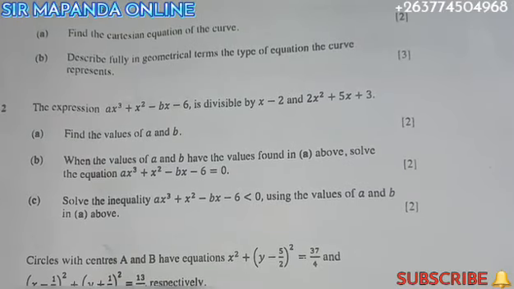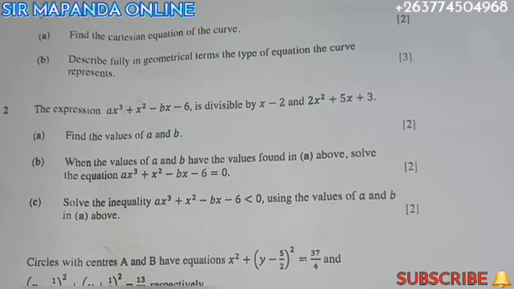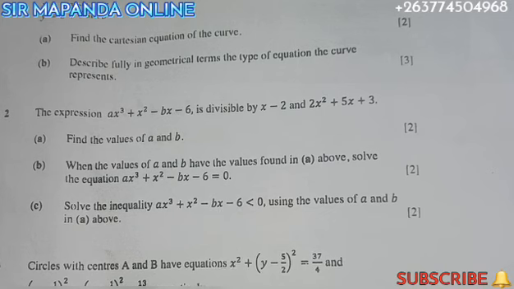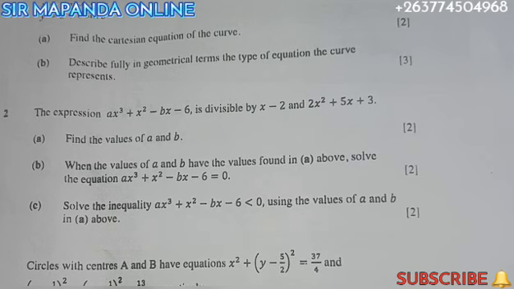Right, we are now on question number 2. It reads, the expression ax cubed plus x squared minus bx minus 6 is divisible by x minus 2 and 2x squared plus 5x plus 3. Find the values of a and b, 2 marks.